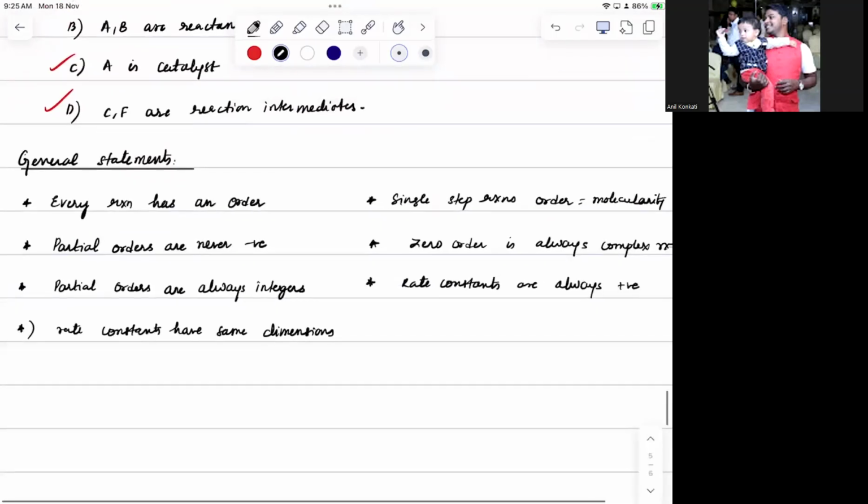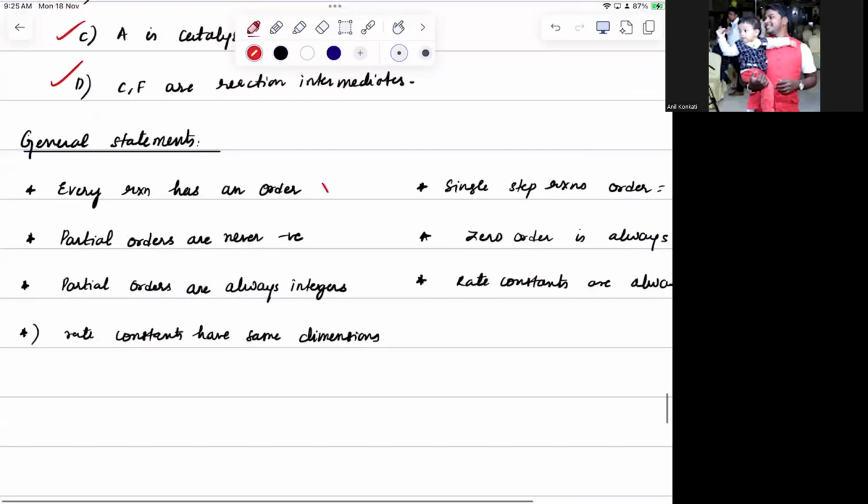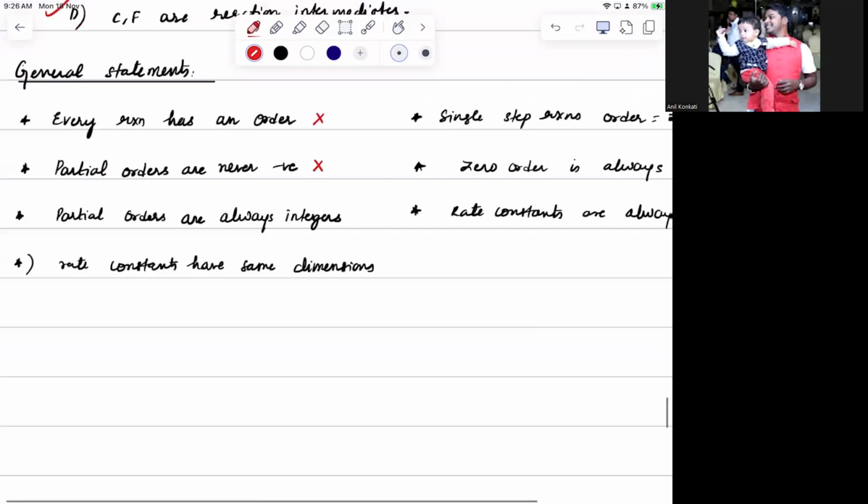Okay. So if you compare these statements, right? First statement, every reaction has an order. Not necessary. It is only for those reactions which are moderate. If they are extremely fast, then we cannot define any order for that. Okay. Next, partial orders are never negative. Incorrect. They could be negative as well. Partial orders are always integers. Not correct. Again, they could be fractional as well.